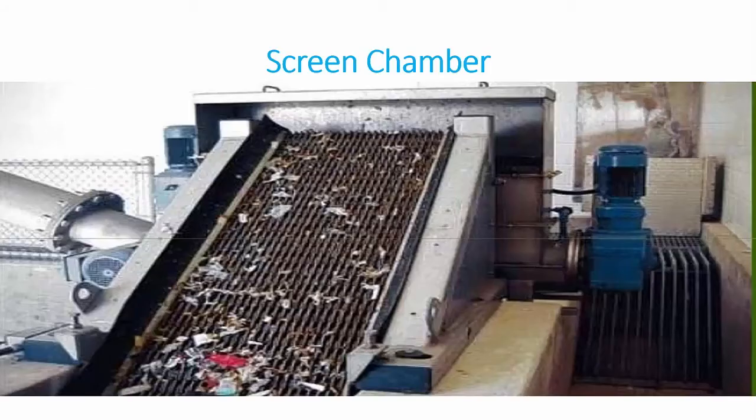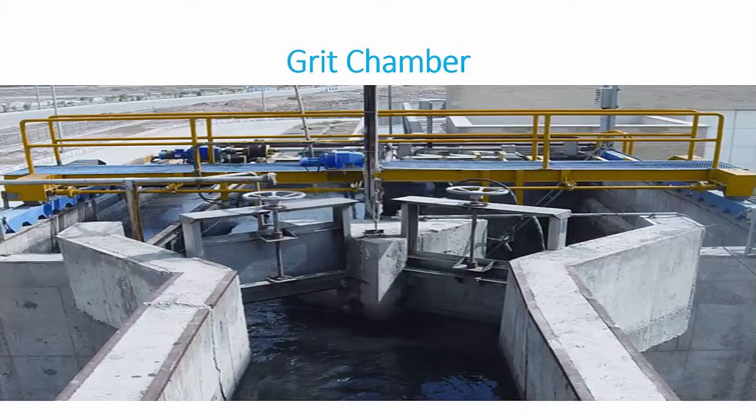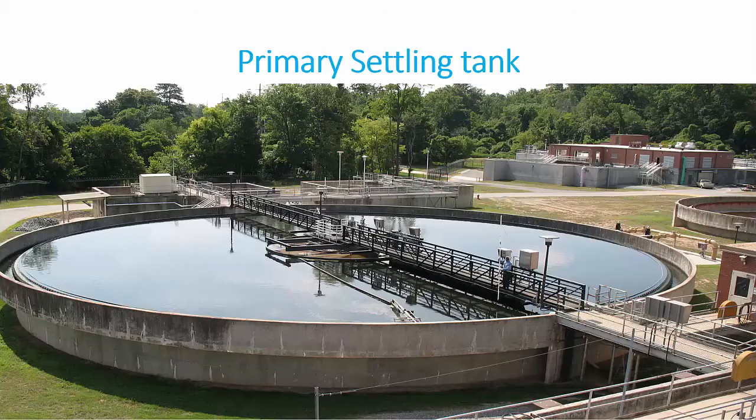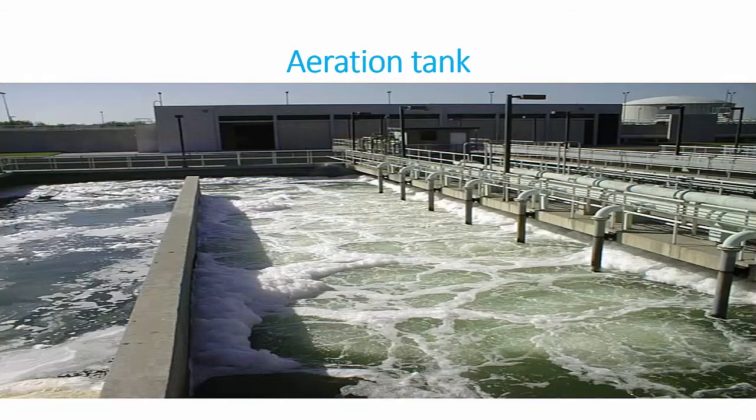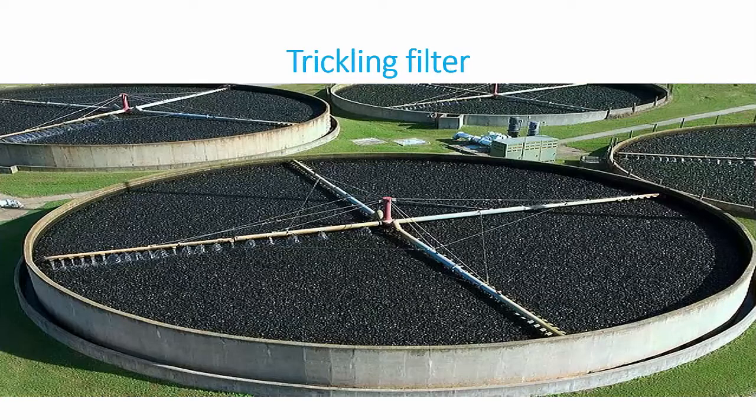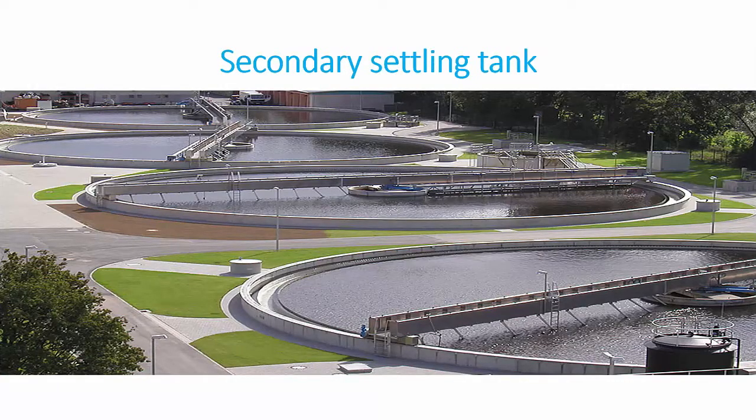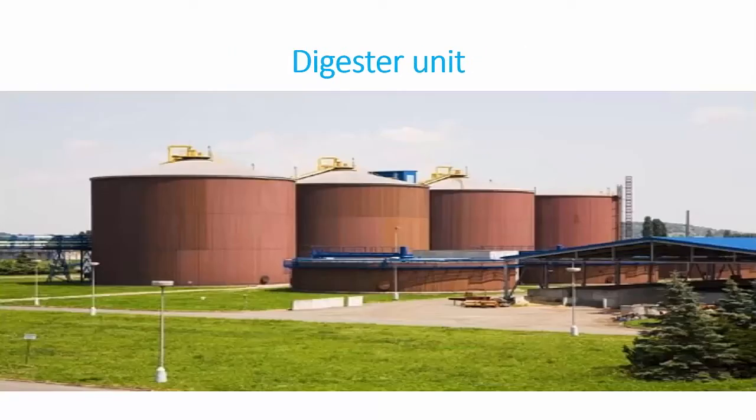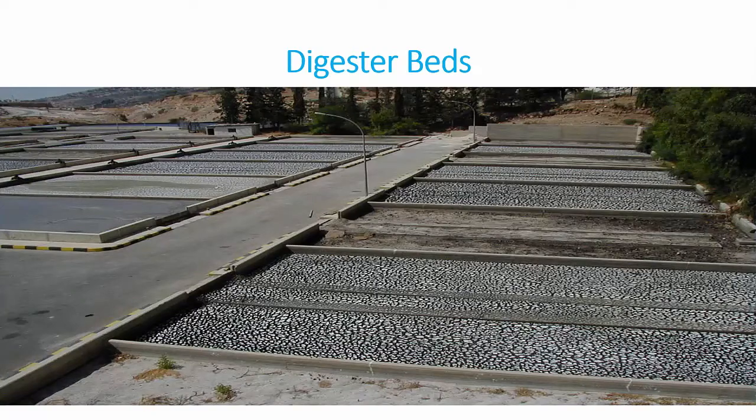In STP-PD, we shall see how sewage from the city is treated and safely discharged. Accordingly, we shall provide the entire process design stepwise, starting from the screen chamber till the digester beds to develop the plant. The steps involved in this are screen chamber, grid chamber, skimming tank, primary settling tank, aeration tank, trickling filter, secondary settling tank, digester unit, and finally the digester beds.